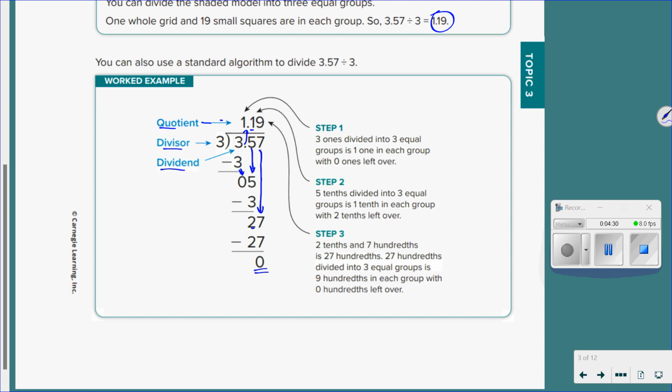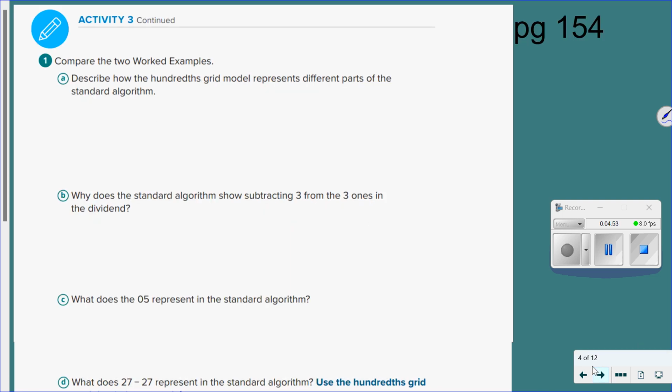That's really our goal, to get to 0 or to see a pattern where we're seeing repeating. We'll talk about that one in a second. Does everybody understand how mathematically we came to the same answer that we had when we did our model? Does it make sense? Any questions on it? Okay, so let's go to our next page then. We're on 154. So now let's do a comparison between those 2 examples. Describe how the hundredths grid model represents different parts of the standard algorithm. So when I looked at my hundredths grid, and then I looked at my algorithm, how did those match up?